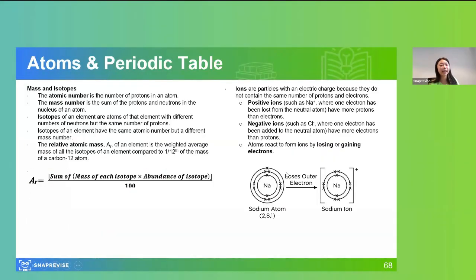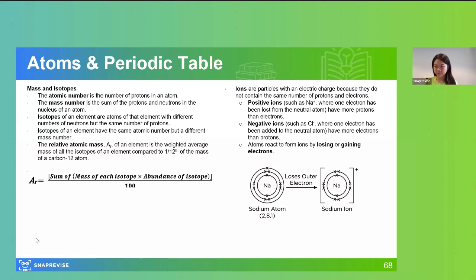Right. First topic is atoms and periodic table. This one is a relatively easy one. It's very straightforward. With the mass and isotopes topic, you need to know the definitions by heart. So you need to know all of these definitions. You just need to know them, and you need to know them word for word.